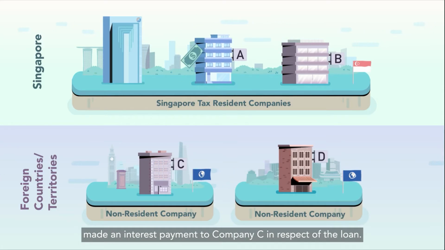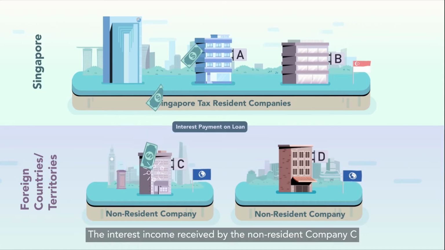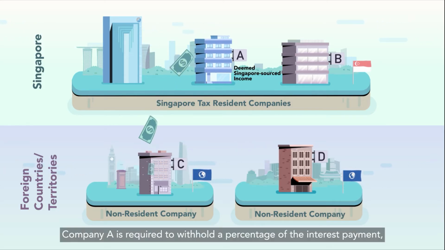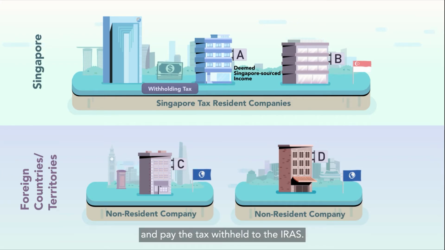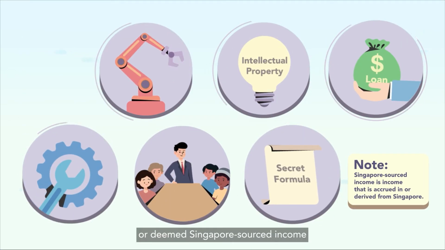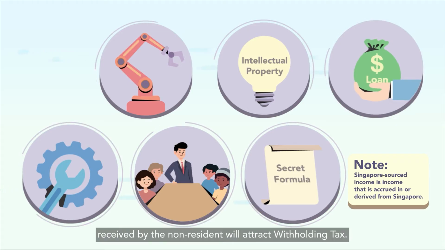and made an interest payment to Company C in respect of the loan. The interest income received by the non-resident Company C is deemed sourced in Singapore and withholding tax is applicable. Company A is required to withhold a percentage of the interest payment and pay the tax withheld to the IRAS. Only specific categories of Singapore-sourced or deemed Singapore-sourced income received by the non-resident will attract withholding tax.